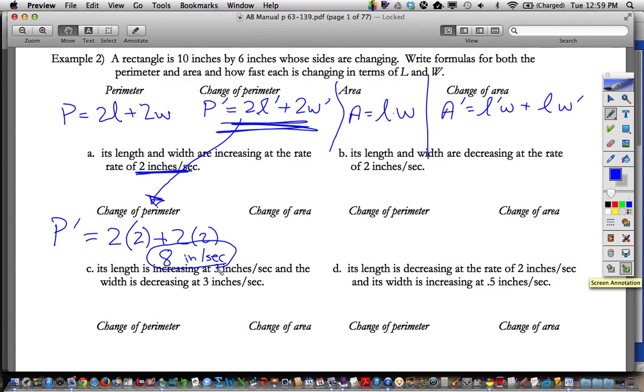But right here, this 2 is in inches per second, and this 2 is in inches per second. So this would be 4 inches per second plus 4 inches per second. That's 8 inches per second. What about the area? That should be inches squared per second, right?